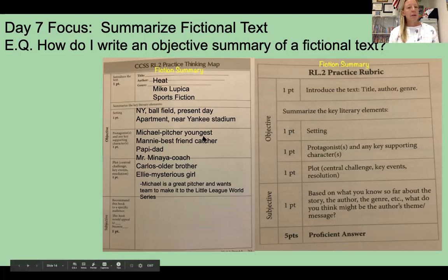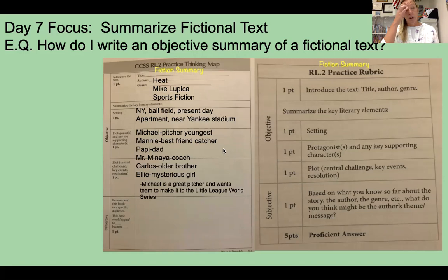In my thinking map, I already started filling out some things I already know. Our title is Heat, our author is Mike Lupica, our genre is fiction. The setting where the story takes place, I know so far it's in New York. He's at the ball field a lot. I think it's present day because everything they've talked about so far could have happened today. They talk about the apartment, and they're near Yankee Stadium. So I'm kind of getting a feel for where it's located.